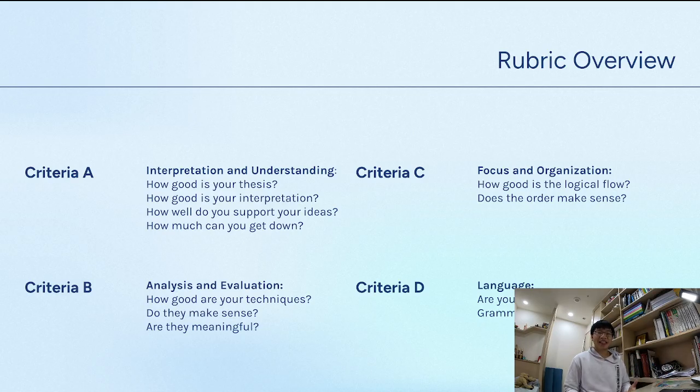And that's criteria D, language. Your grammar, your spelling, your usage of vocabulary. So basically, are you good at English? And I know a lot of us, especially if English isn't our first language, we might struggle at this, but there's nothing you can do except try to practice using English more and looking at some resources maybe.